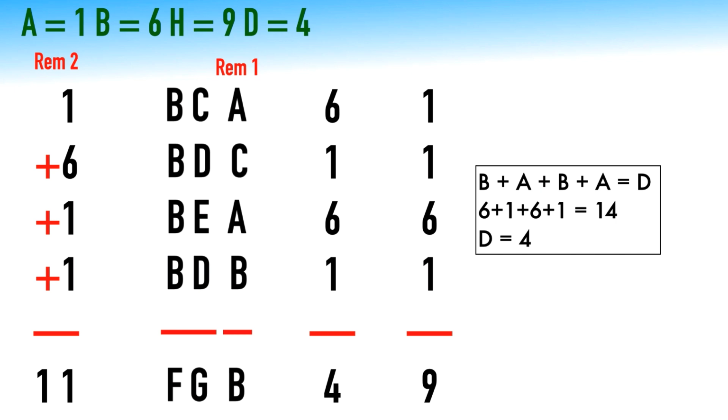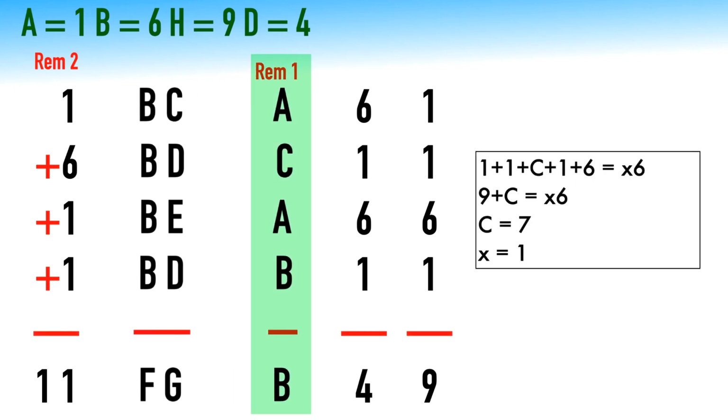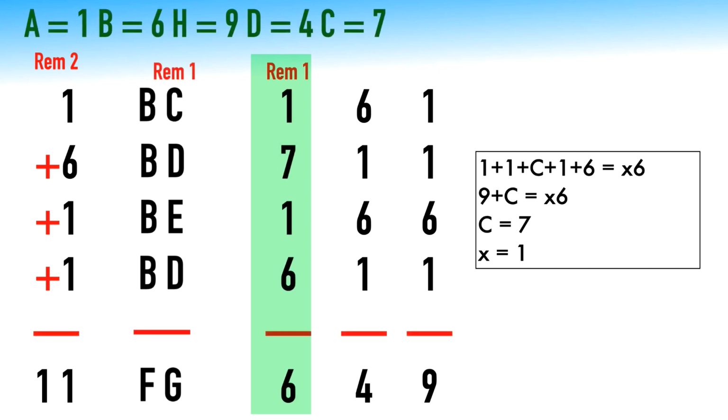For the next column, expression becomes 1 plus C plus 1 plus 6 equals X6. Expression includes remainder and X will be the remainder for the next column. After solving, expression becomes 9 plus C equals X6. The only number which satisfies for C for this expression is 7 and X will be 1, and that is the carry forward for the next column. Now get into the next column.